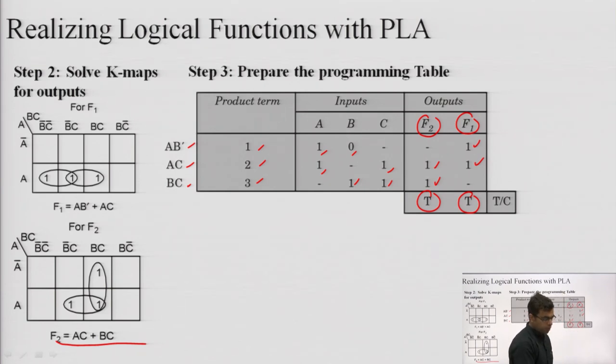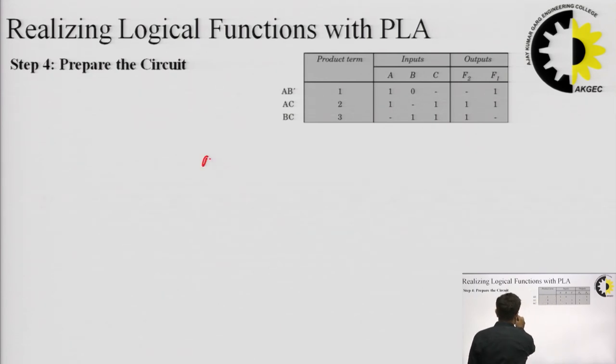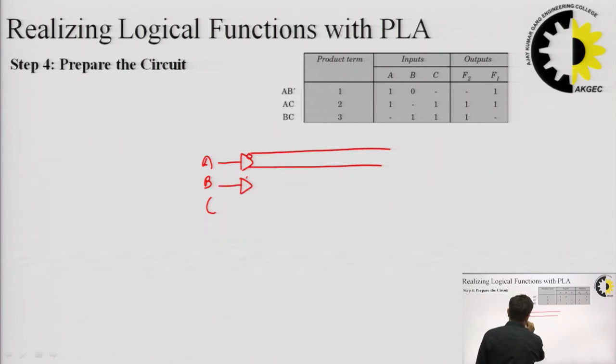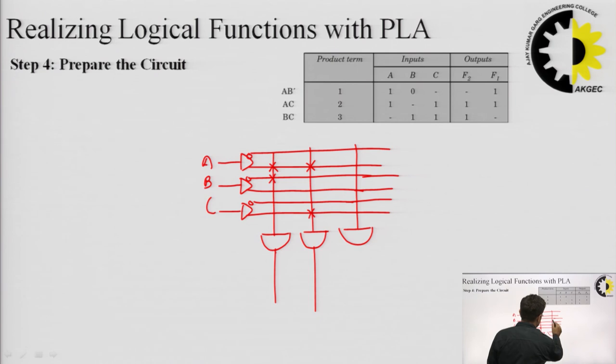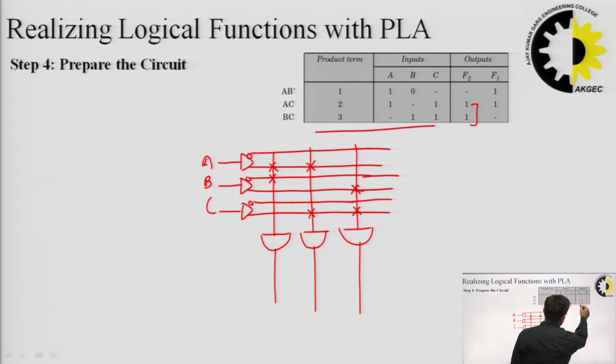So, let us make the connections. There are 3 inputs, A, B and C. There are 3 products. The first product is A B bar, so this is A and this is B bar. Then the second product is A C, this is A and this is C. Then the third product is B C, this is B and this is C. So, these products are ready. Now, F2 is the sum of the second and third products.